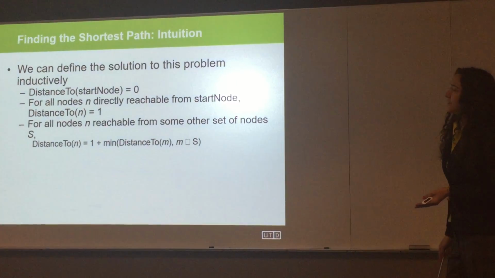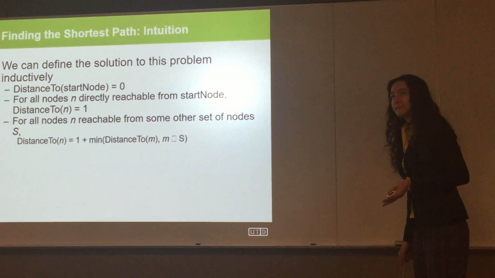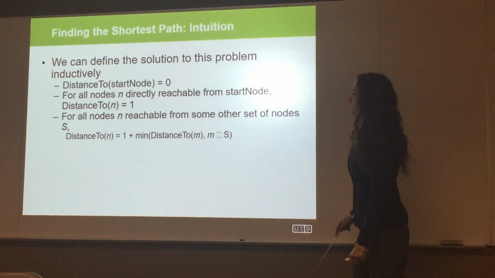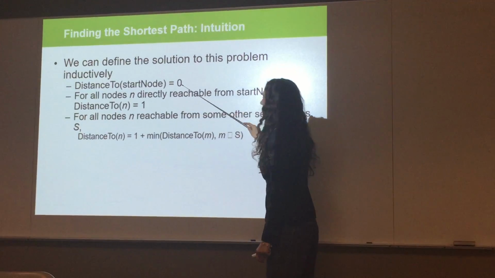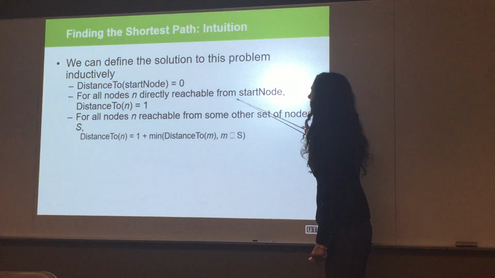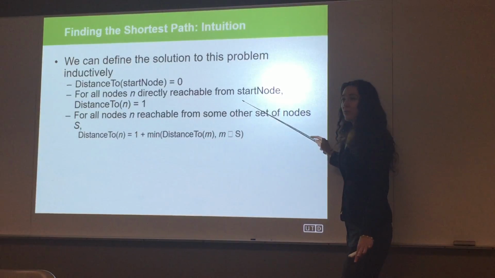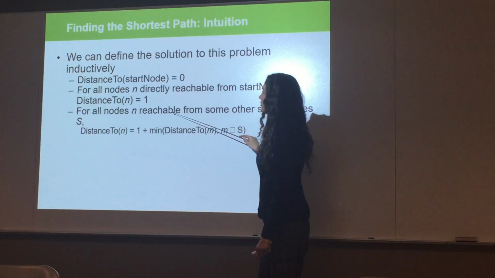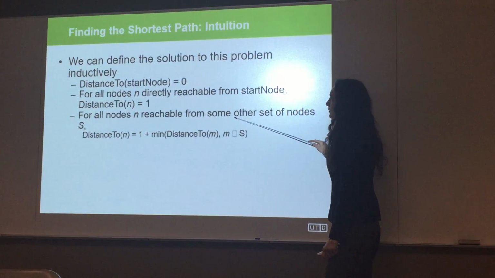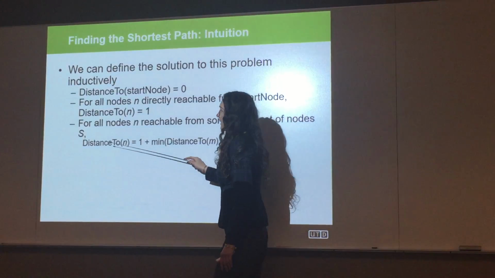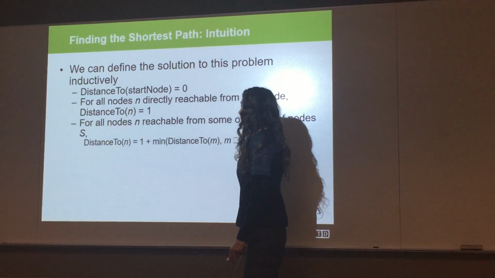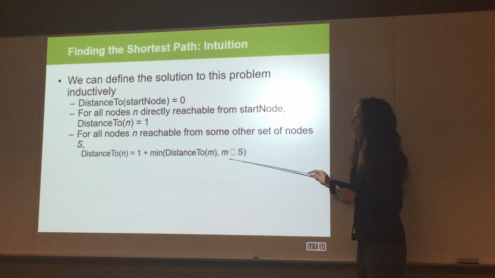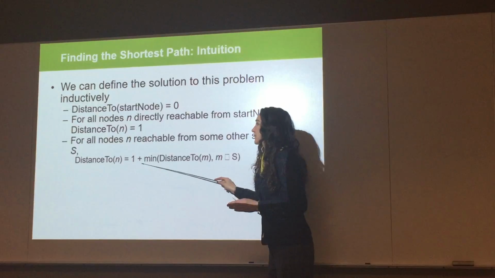How are we going to do this? Let's say we want to compute the shortest path in terms of physical distance. We will set the distance to the start node equal to 0. All the nodes that are directly connected to it, we will set distance to 1, and the nodes that are not yet reachable, we will set their distance to some number s. And then we have a formula: we want to take the minimum distance to get there.